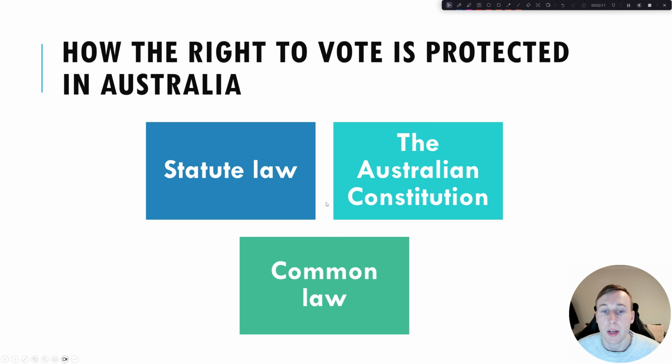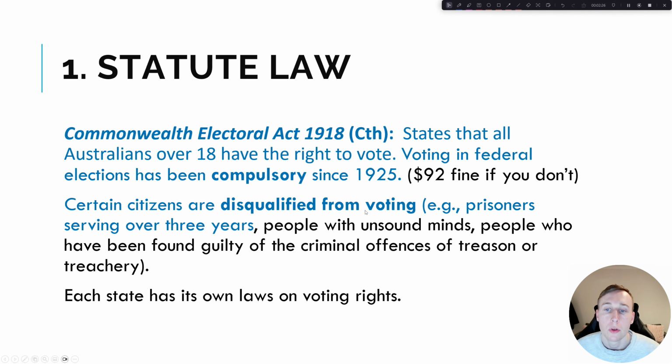It's protected through 3 main ways: statute law, which is known as parliament-made law; the Constitution, which is that old original document we talked about in the last video; and then also it's protected through courts or common law. So the first one you need to know, how it's protected in statute law, is through what's known as the Commonwealth Electoral Act.